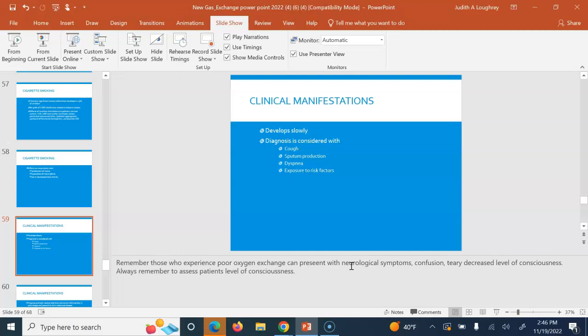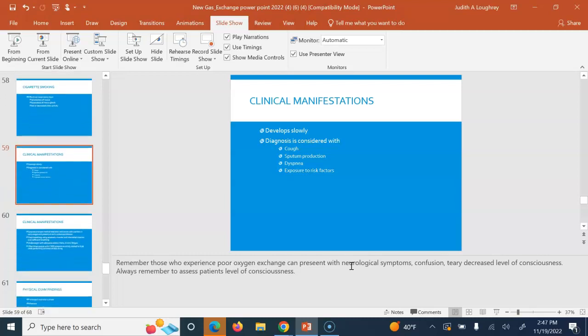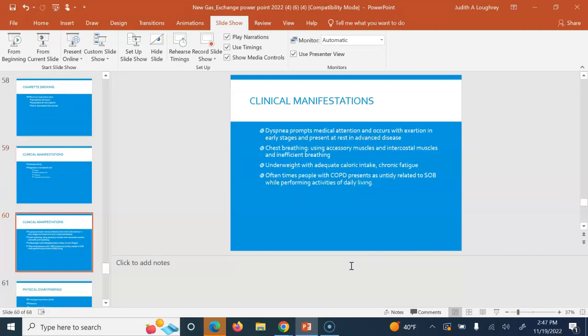COPD clinical manifestations: it usually develops slowly. So people notice something, but they get used to it, and they have this chronic cough, and then they are always coughing up sputum, and then they have shortness of breath and difficulty, and of course they've been exposed to risk factors. Oftentimes dyspnea prompts medical attention. They're getting short of breath with exertion in early stages, and then eventually, as the disease progresses, they become short of breath even at rest.